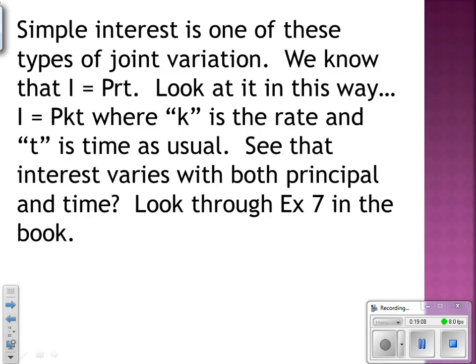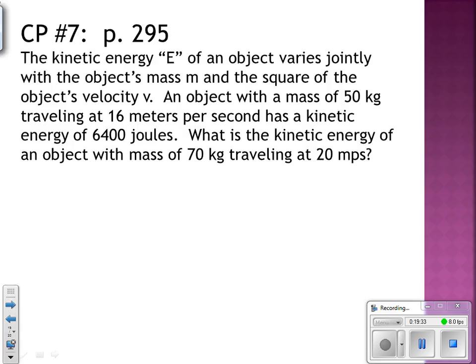Simple interest is something that ends up being joint variation. We know that I is equal to PRT. So you've got your rate, which is the part that changes, that constant of variation, but your principal is what it is and your time is what it is. Your interest is going to fluctuate based on the rate that they give you for it. Okay, so let's take a look at one of these and play with it. Simple interest formulas are pretty simple to work.